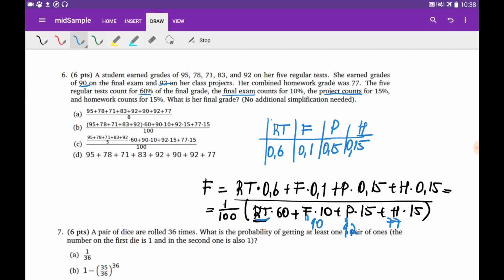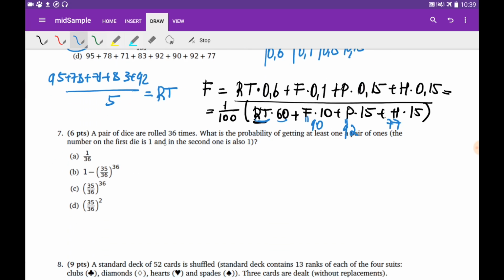In order to find the result for the regular test as 1 number, I need to find the average of these 5 numbers. So basically, I need to add 78 plus 71 plus 83 plus 92 and divide by 5. This is going to be the result for the regular test. Then I have to scale this with the 60, right? So the option which corresponds to this solution is going to be option C.